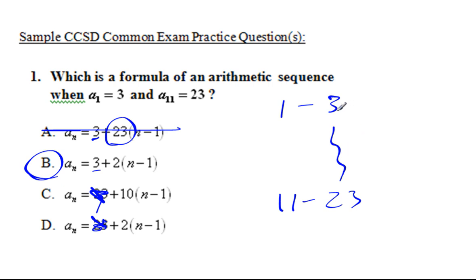If you want to sit here and add 2's and go 5, 7, 9, 11, and so forth, I think you would end up there at the 23.